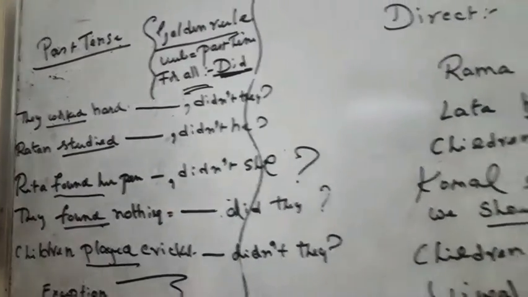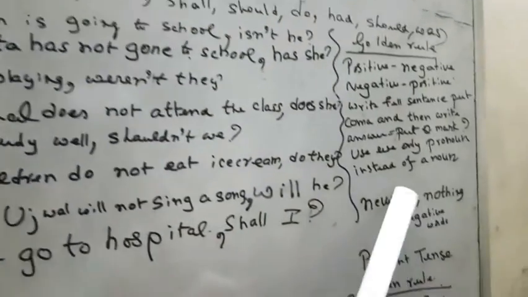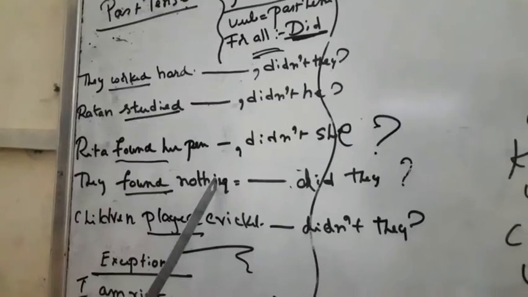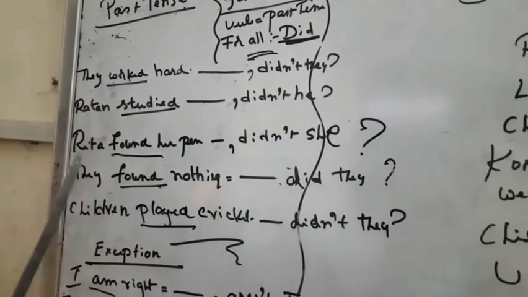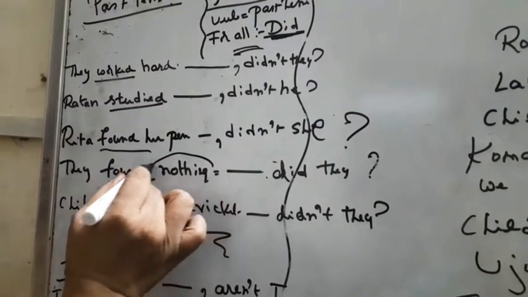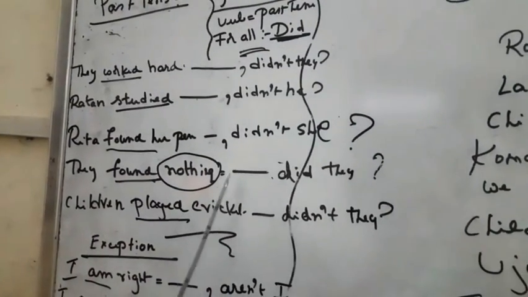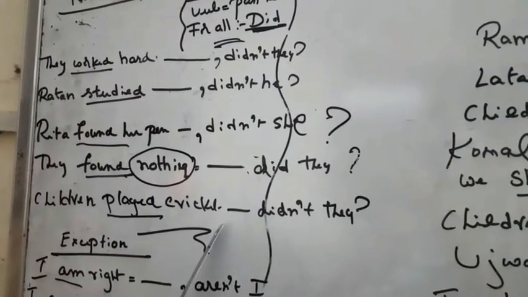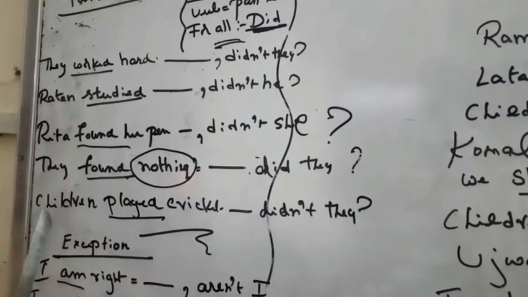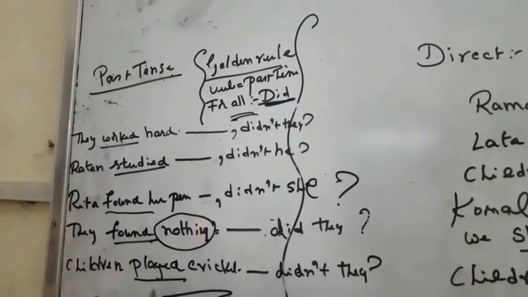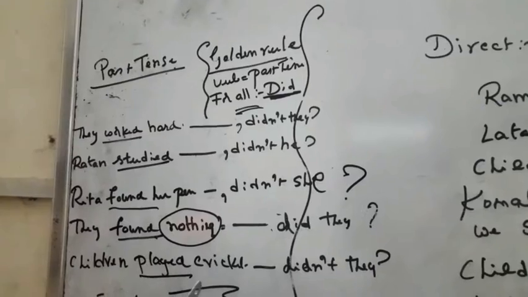They found nothing. See, nothing. I had told you a golden rule. Never, no, nothing are negative words. So, they found nothing. So you have to write, did they? Because nothing is a negative word. Now, children played cricket, didn't they? So this question tag in past tense is very easy. I think you came to know it.